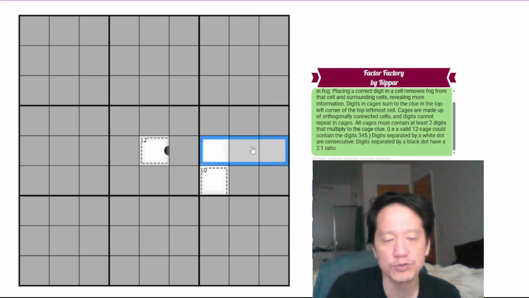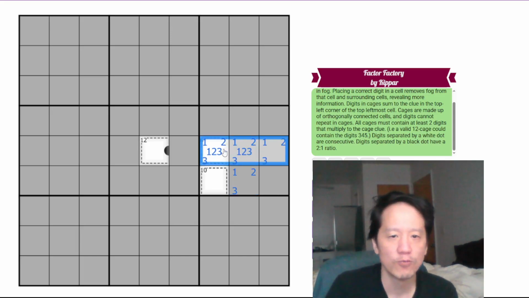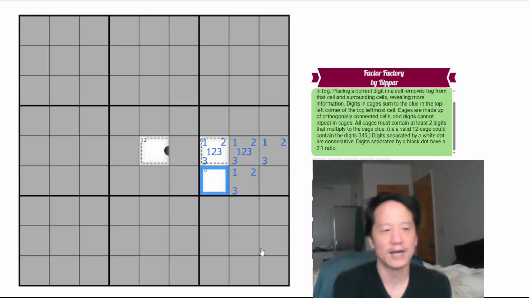And this 1, 2, and 3 must be either this way or this way. We're not sure which. But these must be 1, 2, or 3. And we know in this box there has to be a 1, 2, 3 in one of these 4 cells. Therefore, this cannot be 1, 2, or 3.